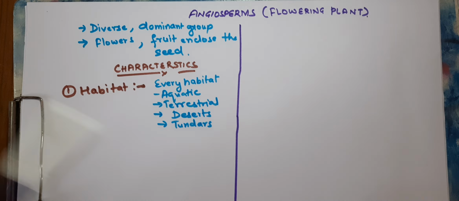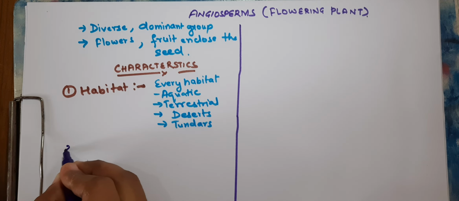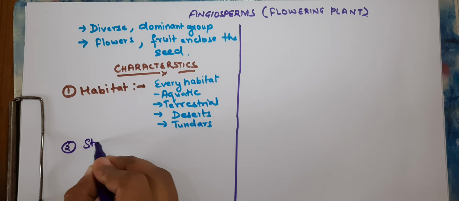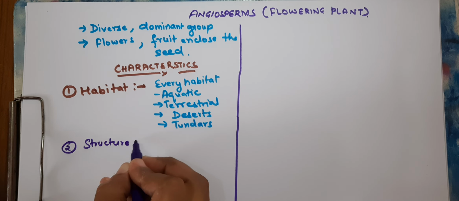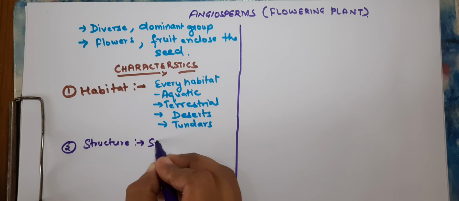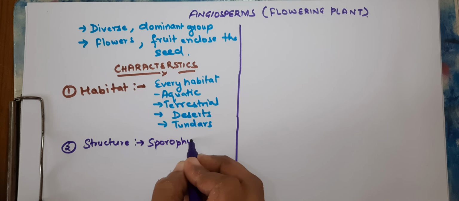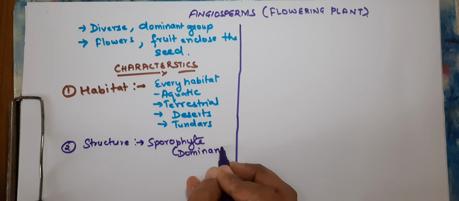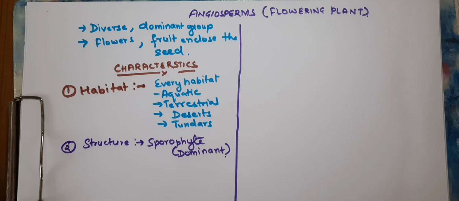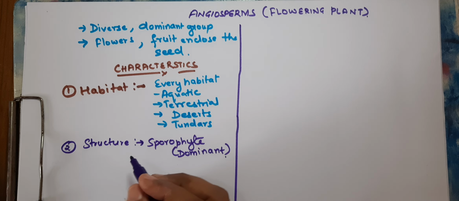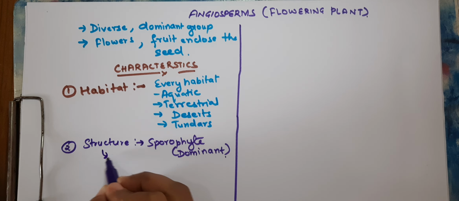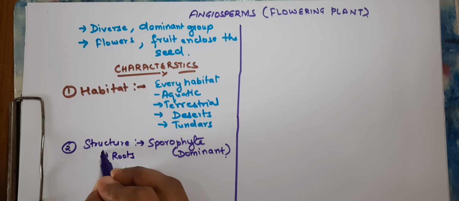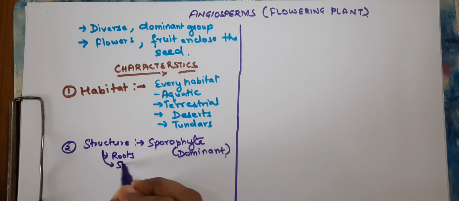If we talk about the structure, the dominant phase is the sporophyte. I'm writing only the important points. Students, the angiosperm is differentiated into three parts: they have roots, they have stems, and they have leaves.